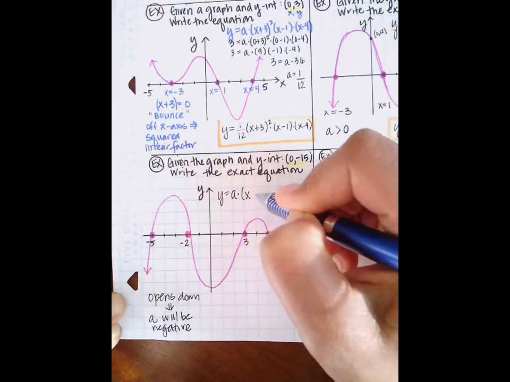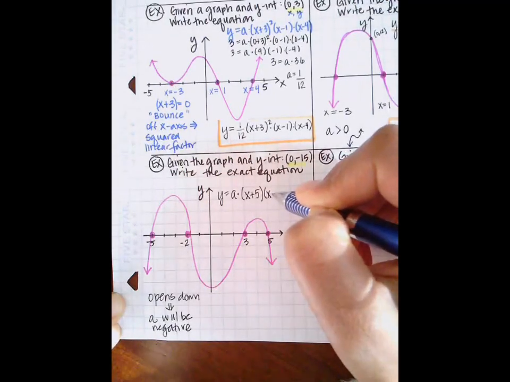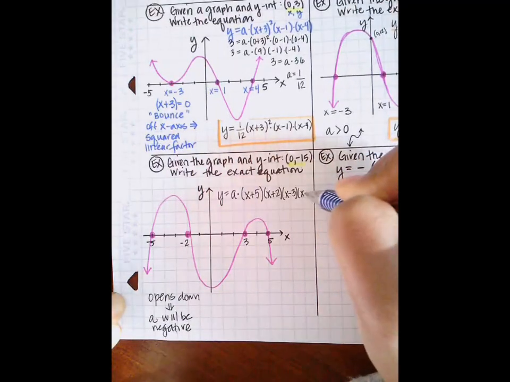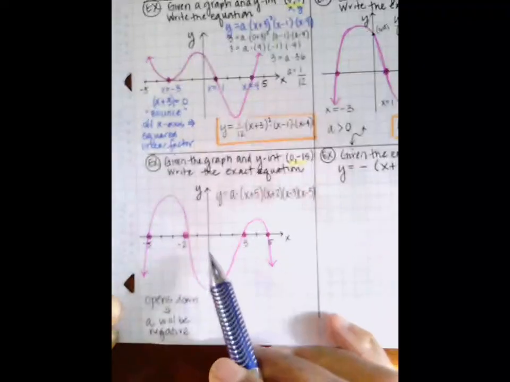So x minus a negative 5 turns it into x plus 5. Then we have x minus a negative 2, x plus 2. Then we have x minus 3 and x minus the 5. So again, this right here matches this graph.